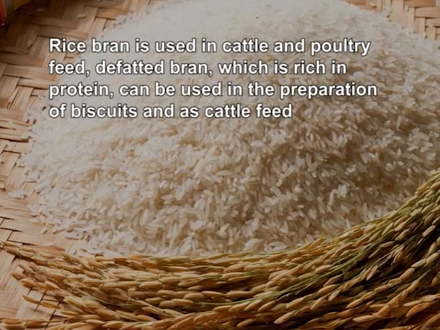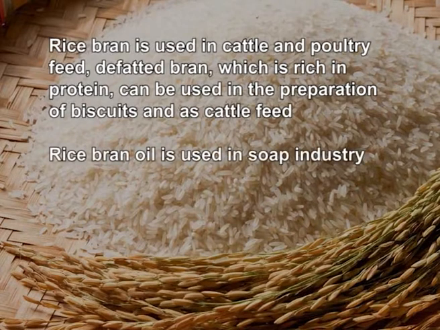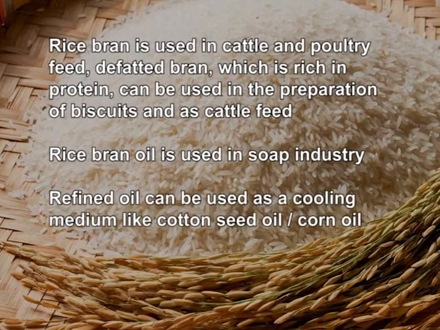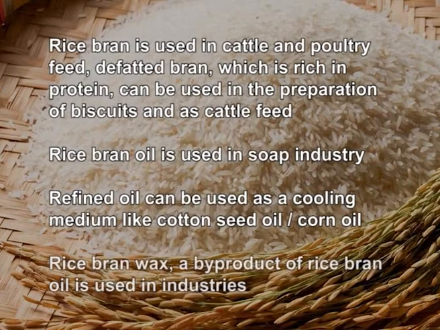Defatted bran, which is rich in protein, can be used in the preparation of biscuits and as cattle feed. Rice bran oil is used in soap industry. Refined oil can be used as a cooling medium like cottonseed oil or corn oil. Rice bran wax, a byproduct of rice bran oil, is used in industries.